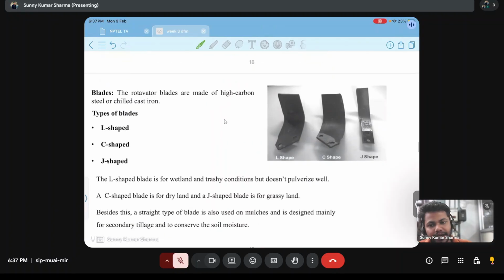There are three types of blade for rotavator. These are L-shaped, C-shaped and J-shaped. L-shaped is used in wetland and stony conditions, C-shaped is for dry land and J-shaped for grassy land.